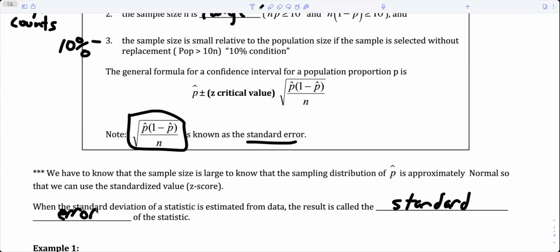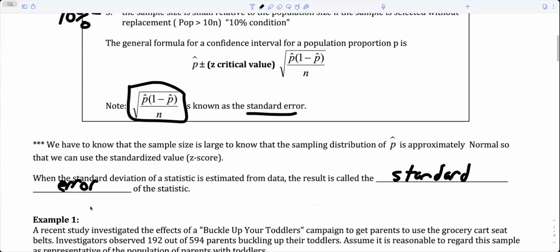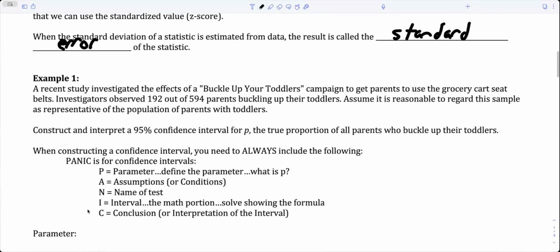So we're going to look at an example. We have a little mnemonic device that I want you to remember. It's called PANIC, which is what we use for confidence intervals. PANIC stands for parameter, assumptions or conditions, name of the test, the actual interval, which is the math portion, and conclusion.